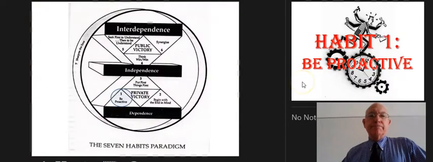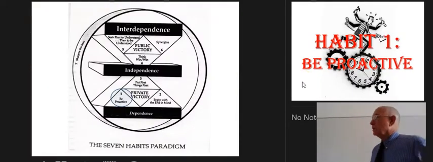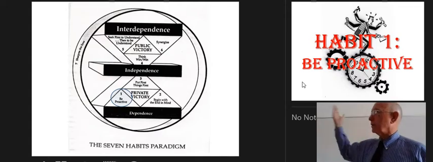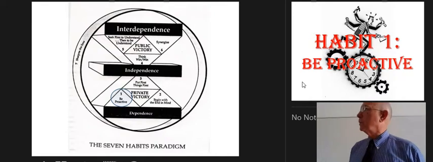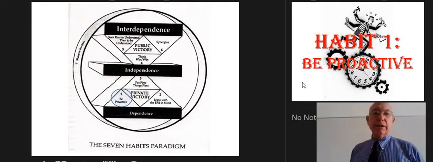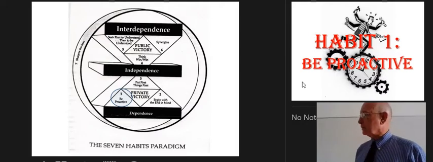Okay. So we went through this before. This is a graphic summary of what we learn in this book. The one that's circled there is one we're going to talk about today. Habit 1, to be proactive.